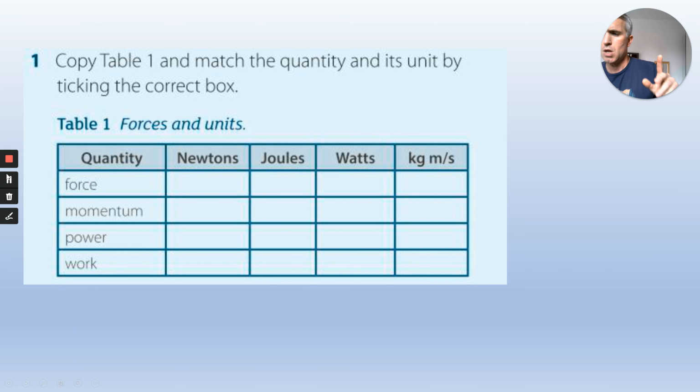Okay, that was correct. So, question number one, copy the table and match the quantity and its unit by ticking the correct box. So, for example, if you believe force is actually measured in watts, you might put a tick here. That's not how you do a tick, that's a tick. Nice and simple. Copy that out, just put a tick in the correct row. Force is measured in, momentum is measured in, power is measured in, and work is measured in. All the correct answers are there, there's no trick.